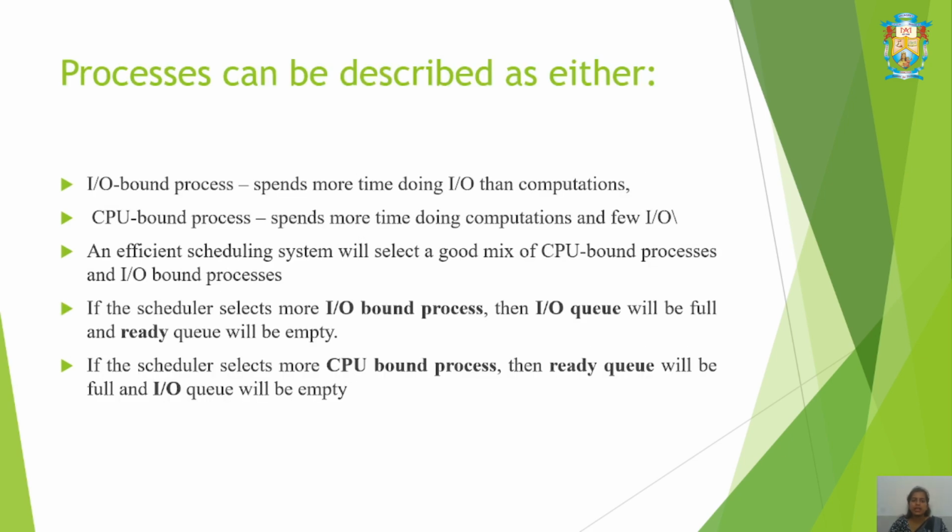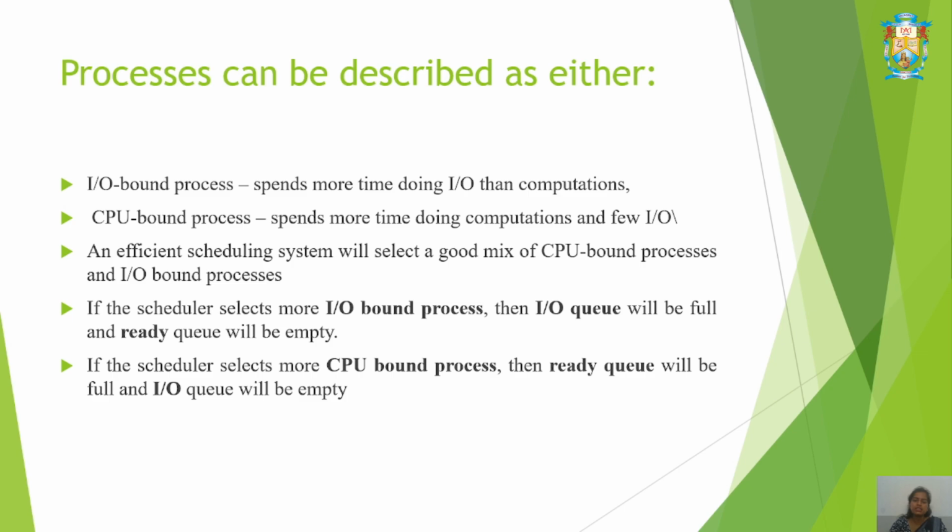Now, a process can be described as either I/O bound or CPU bound. There are two types of processes. I/O bound processes spend more time doing input and output operations than computations, whereas CPU bound processes spend more time doing computations than input-output operations.